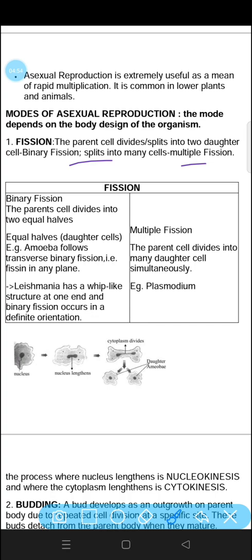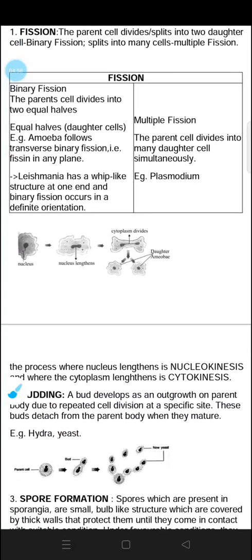Now, how could we differentiate between binary fission and multiple fission? In case of binary fission, the parent is divided into only two equal halves, whereas in case of multiple fission, the parent cell divides into many daughter cells simultaneously. Equal halves will be produced in binary fission, as we have said too. Amoeba follows binary fission.